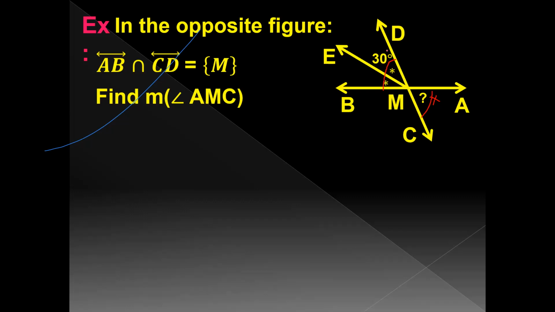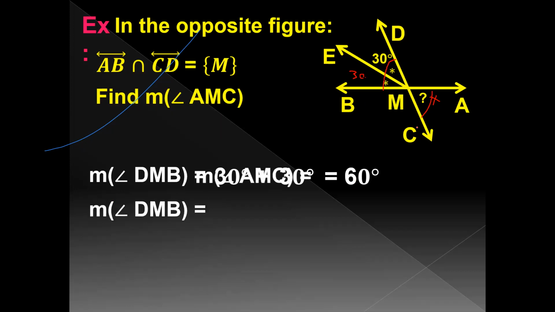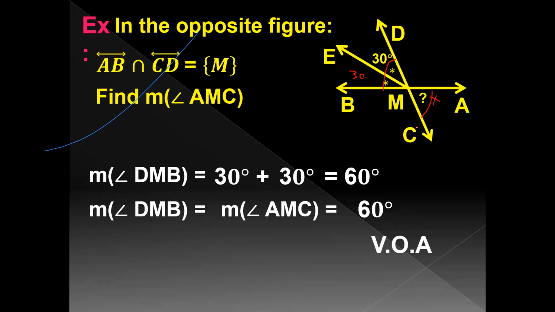As we see, the measure of angle EMD equals 30 degrees, and angle EMC also equals 30 degrees. So angle DMB equals 60 degrees. So angle AMC will also equal 60 degrees. The measure of angle DMB equals the measure of angle AMC, vertically opposite angles, VOA. Another example.